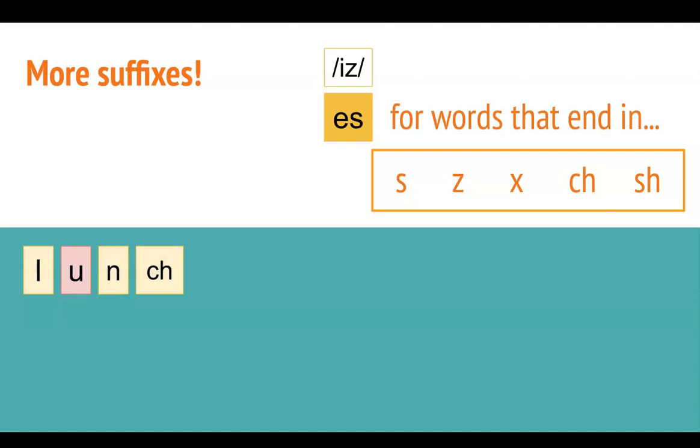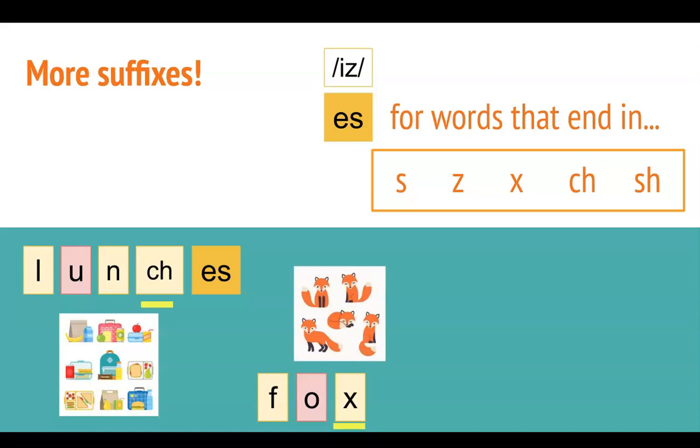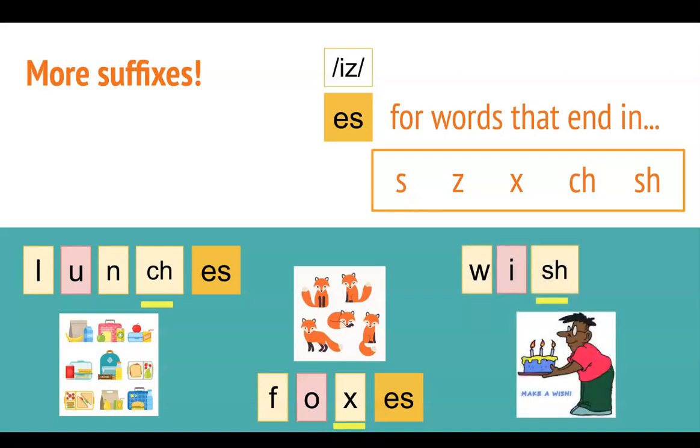The word lunch ends in CH. So if I want to talk about more than one lunch, or lunches, I need to add ES. The word fox ends in X. So if I want to talk about more than one fox, I need to add the suffix es to make it foxes. And last, if I want to talk about what he wishes for when he blows out his birthday candles, I need to add es on the end because the base word wish ends in sh. And of course, I can mark up these words by underlining the base word and circling the suffixes.